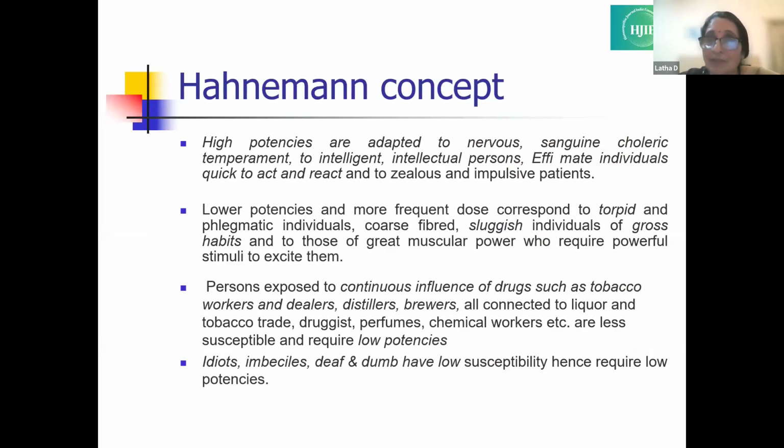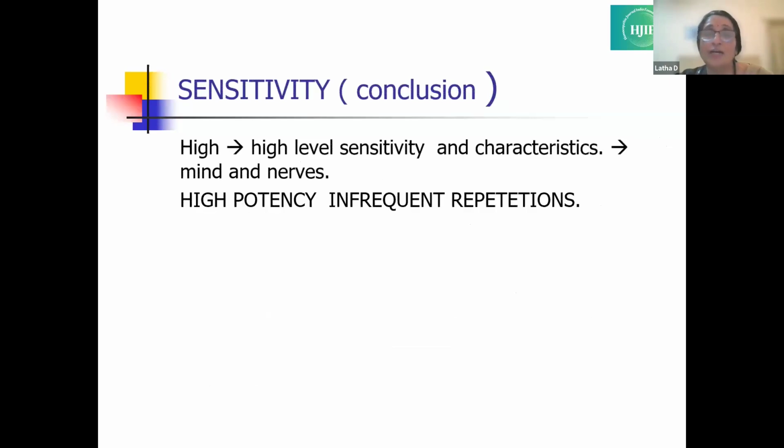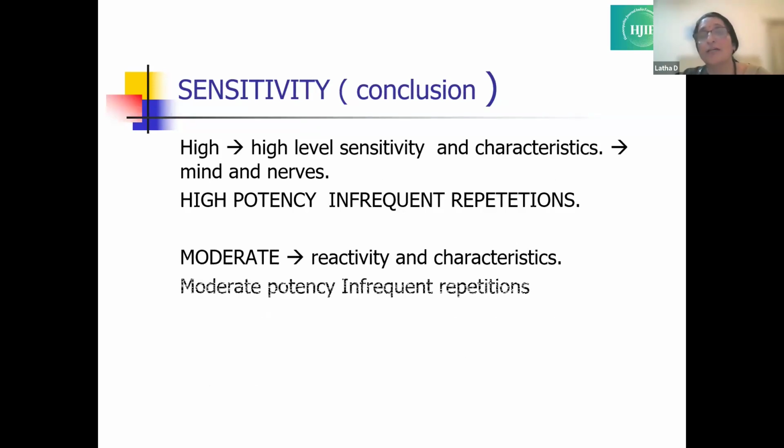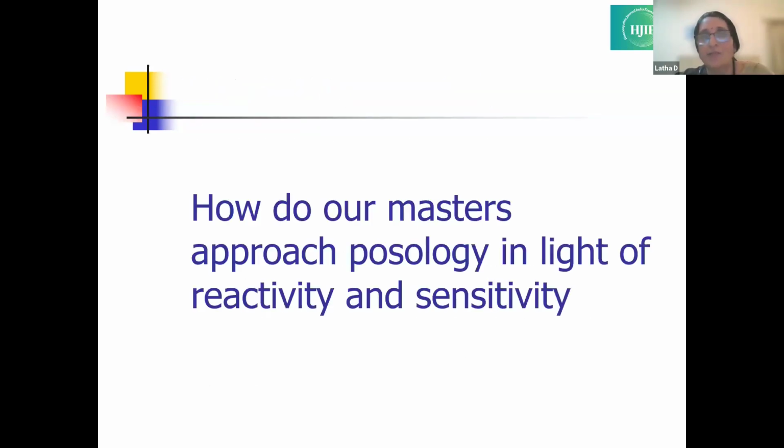High potencies are adapted to nervous, intelligent and intellectual people, whereas Hahnemann found that people who are sluggish, with poor sedentary habits, and who do not have this refinedness respond to lower potency. He also felt that when you're under the influence of tobacco and alcohol and all, you tend to go into lower potencies. So what do we conclude? When you have a high level of sensitivity at the level of mind, available to you at the level of attribute and expression, you need higher potencies in frequent repetitions. If it is not very high reactivity, it will be moderate.